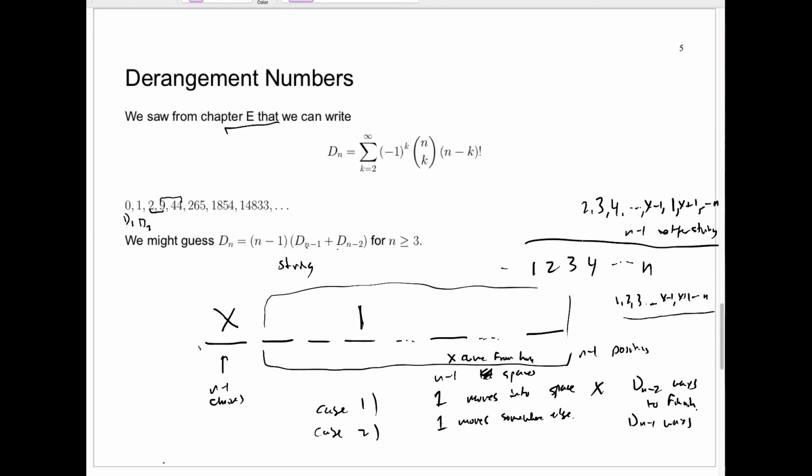So what have we done? We said first make a choice of what number x goes in position 1. Then by the product rule, I have n minus 1 ways to do that times the number of ways I can finish the string. Well, how many ways can I finish the string? There are 2 cases. One case gives me d sub n minus 2 ways to finish. That was our case 1. And the other case gives me d sub n minus 1 ways to finish. And thus there are this many ways to create a derangement. And of course, that has to be d sub n, the total number of derangements of an n-letter string. And that explains this recursive formula for the derangement numbers.